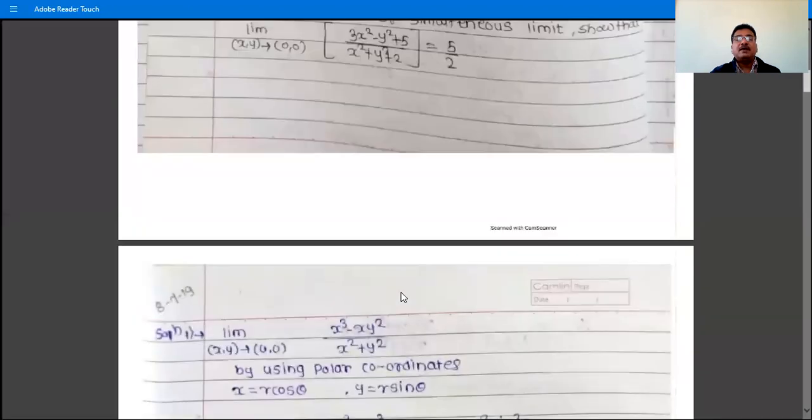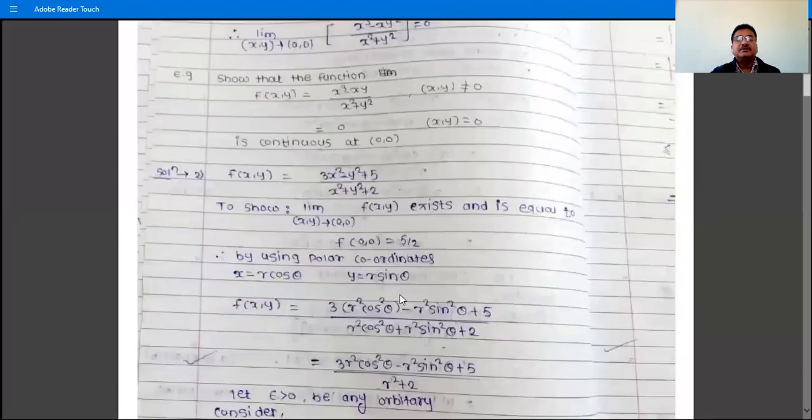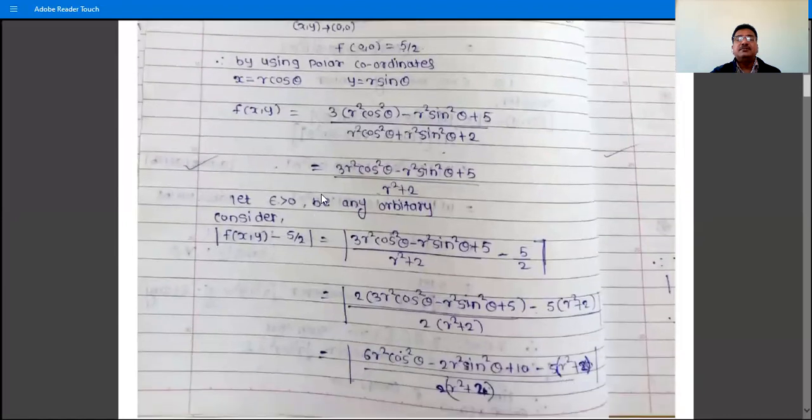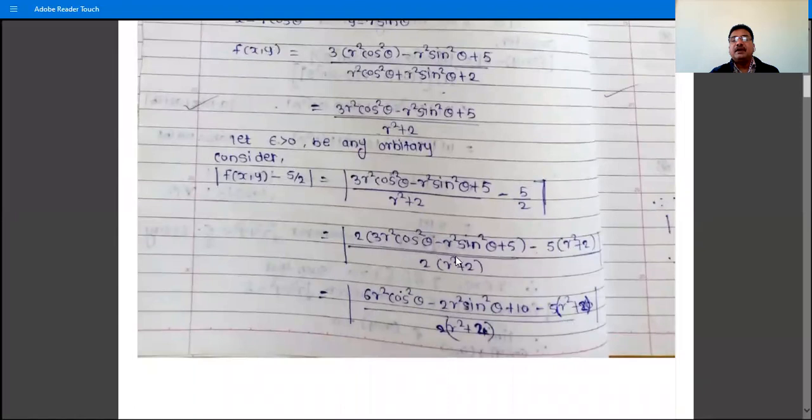Start from mod fxy minus 5 by 2. So let epsilon greater than 0 be an arbitrary number. Consider mod fxy minus 5 by 2. Why here minus 5 by 2? Because the answer is 5 by 2. So this is the simplification of fxy in polar form, minus 5 by 2. So what do we have? We have the LCM 2 into r square plus 2. So this is 2 minus 5 into r square plus 2.